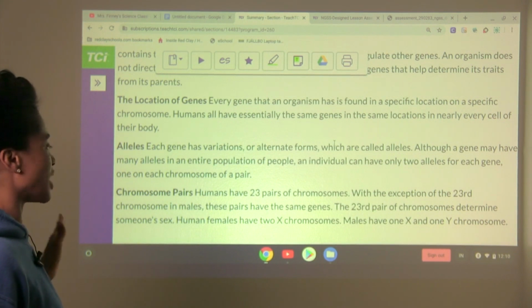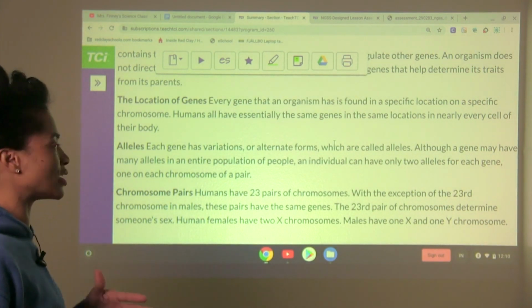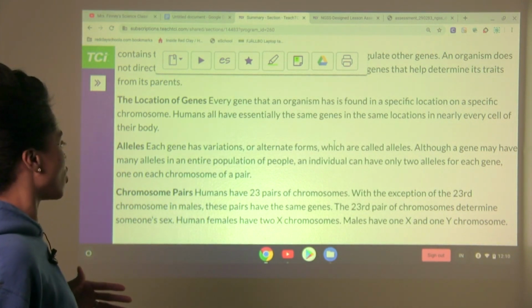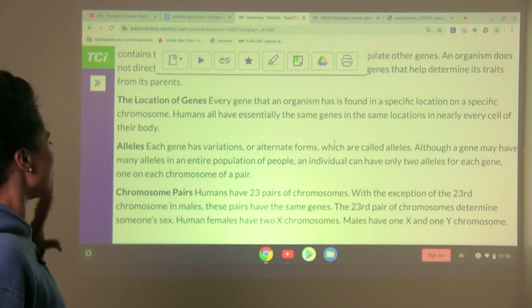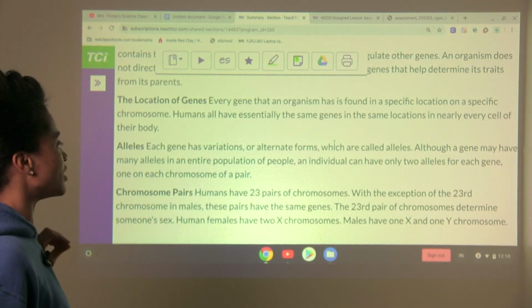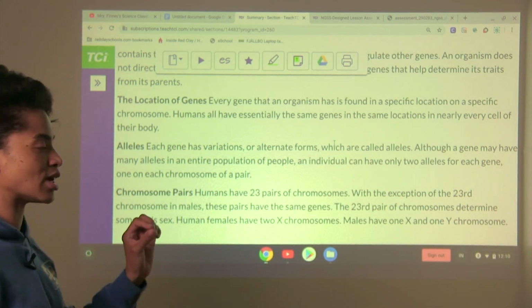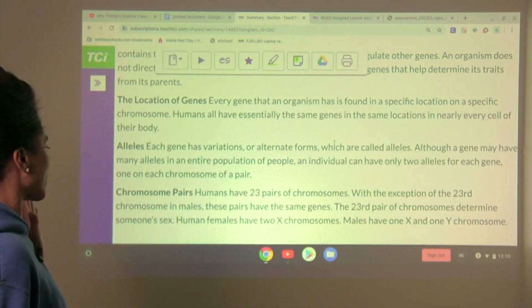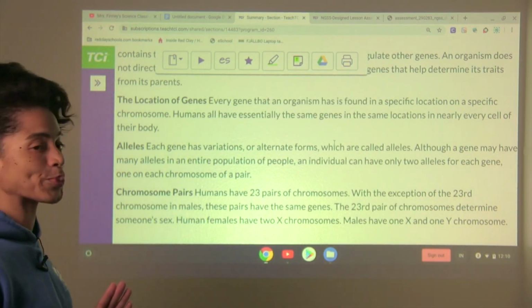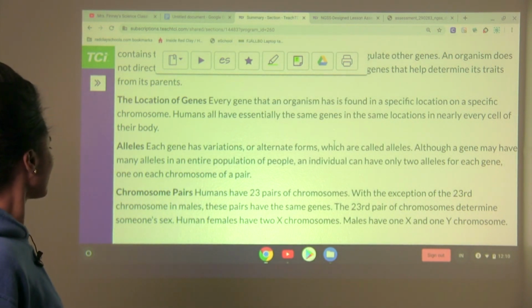The next section was titled Alleles. Each gene has variations or alternate forms, which are called alleles. Although a gene may have many alleles in an entire population of people, an individual can have only how many? Two alleles for each gene, one on each chromosome of a pair.